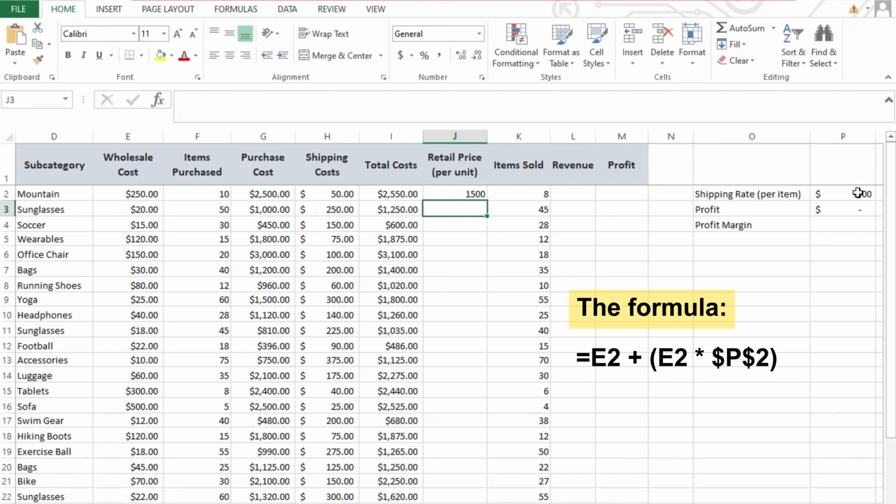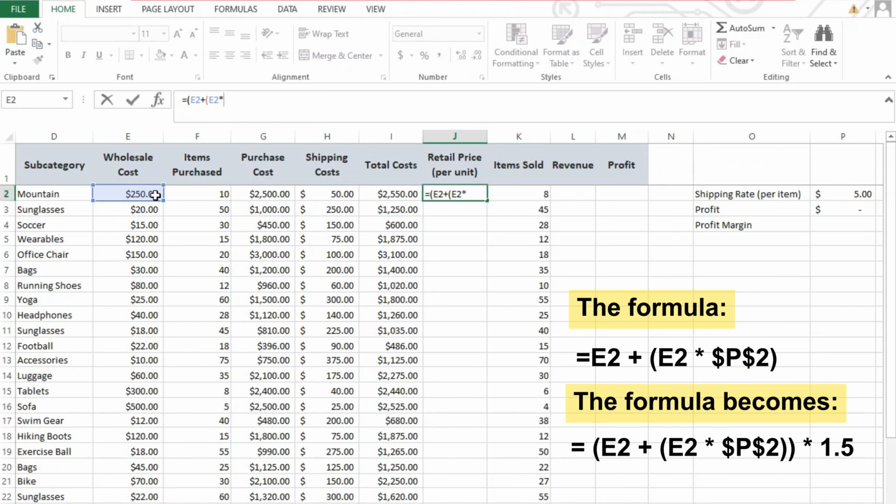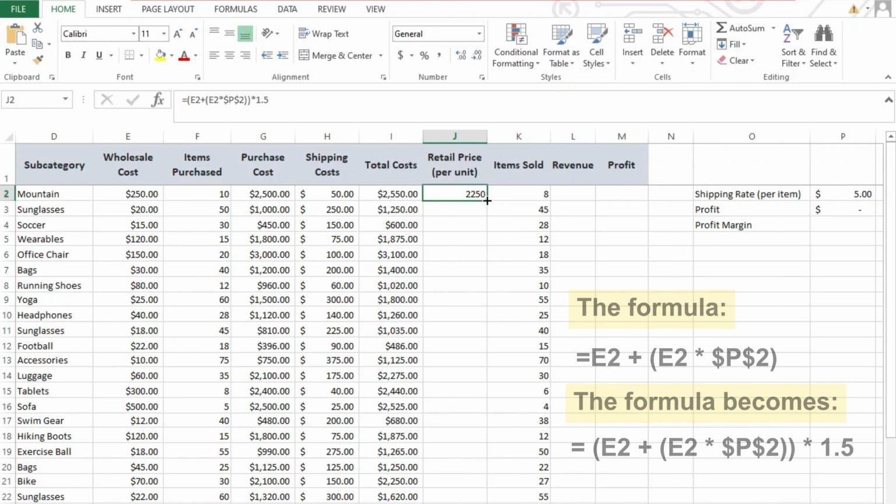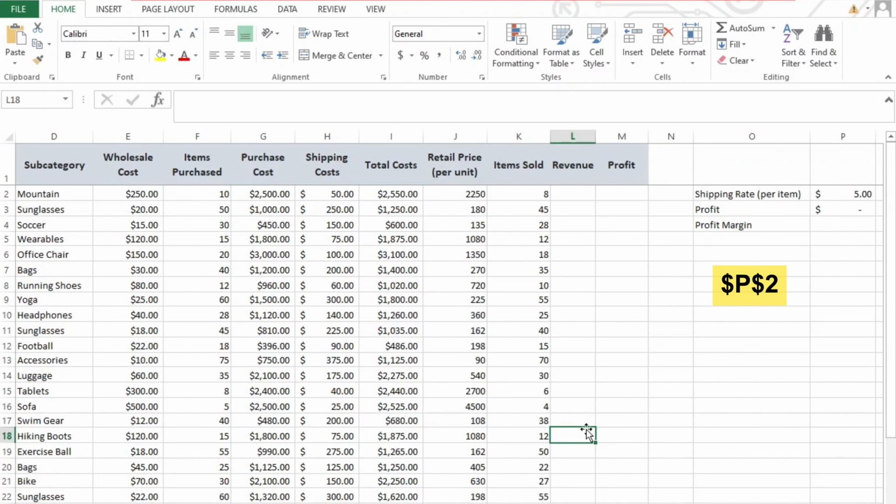Now, to add a 50% markup to cover the desired profit, we will use parentheses to ensure the calculations work correctly. The formula becomes =(E2+(E2*$P$2))*1.5. This revised formula calculates the total cost, which is wholesale cost plus shipping cost, and then adds a 50% increase for profit. Remember, the $ sign in $P$2 ensures that Excel always references cell P2 for the fixed shipping rate per item.